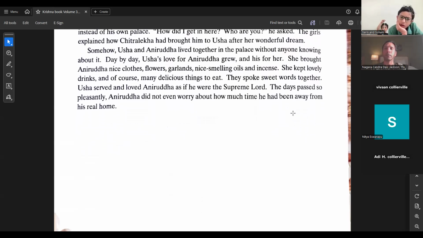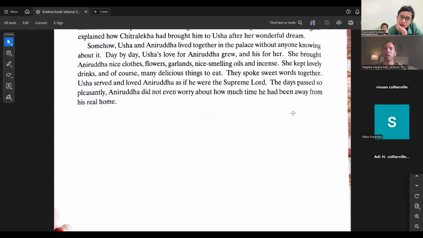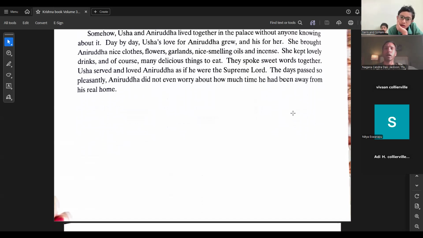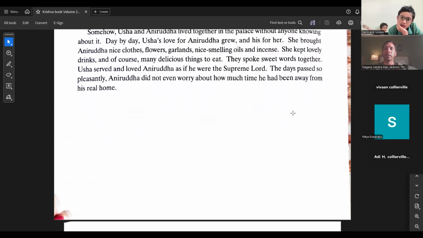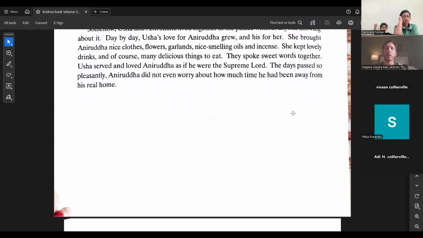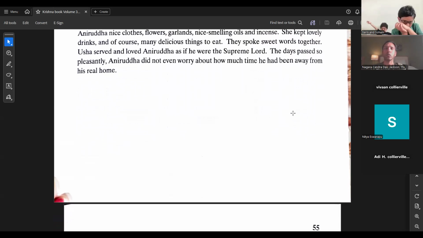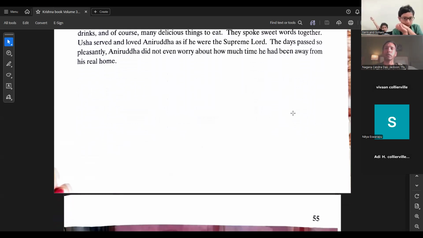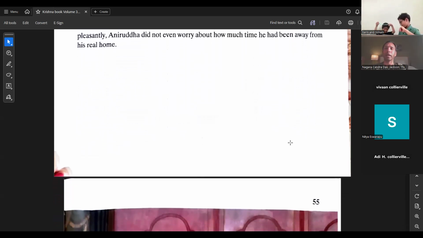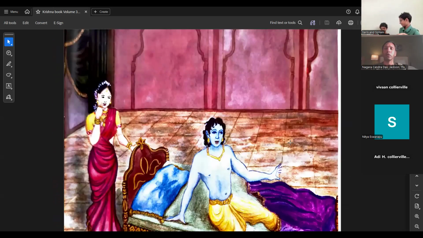Day by day, Usha's love for Aniruddha grew and his for her. She bought Aniruddha nice clothes, flower garlands, nice smelling oils, and incense. She kept lovely drinks and, of course, many delicious things to eat. They spoke sweet words together. Usha served and loved Aniruddha as if he was the Supreme Lord. The days passed so pleasantly. Aniruddha did not even worry about how much time he had been away from his real home.